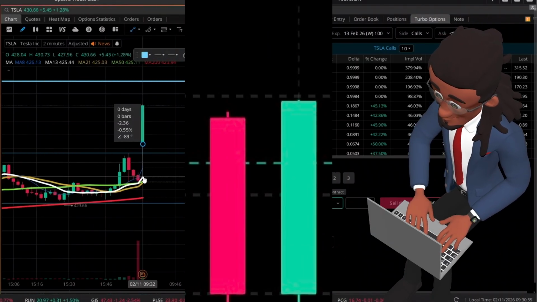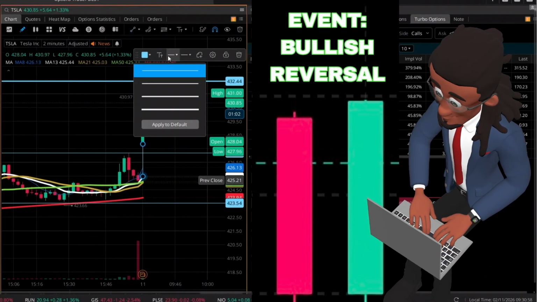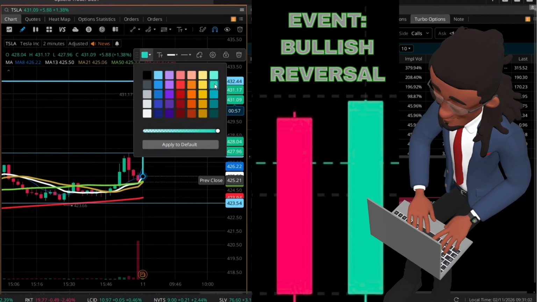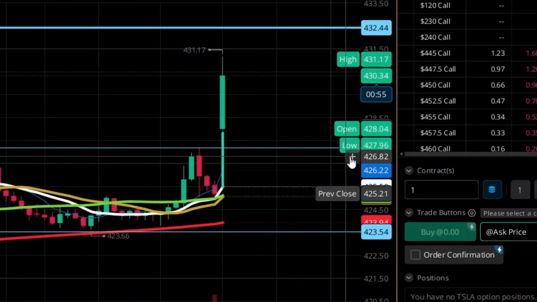identification / pattern recognition. So this is the event that we're looking for today. We're looking for a bullish reversal. So keep your eyes open and let me know when you think you see it.